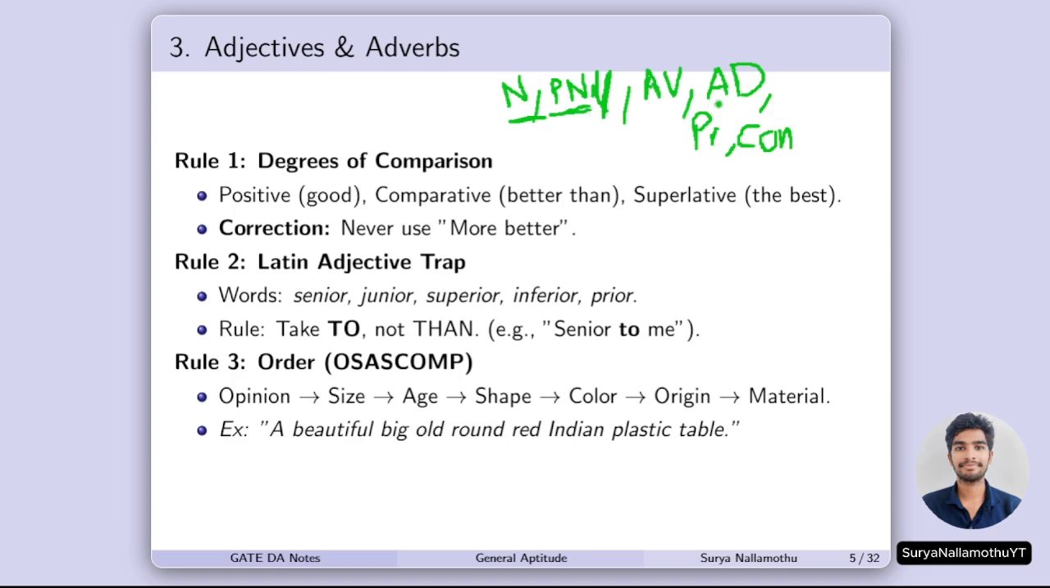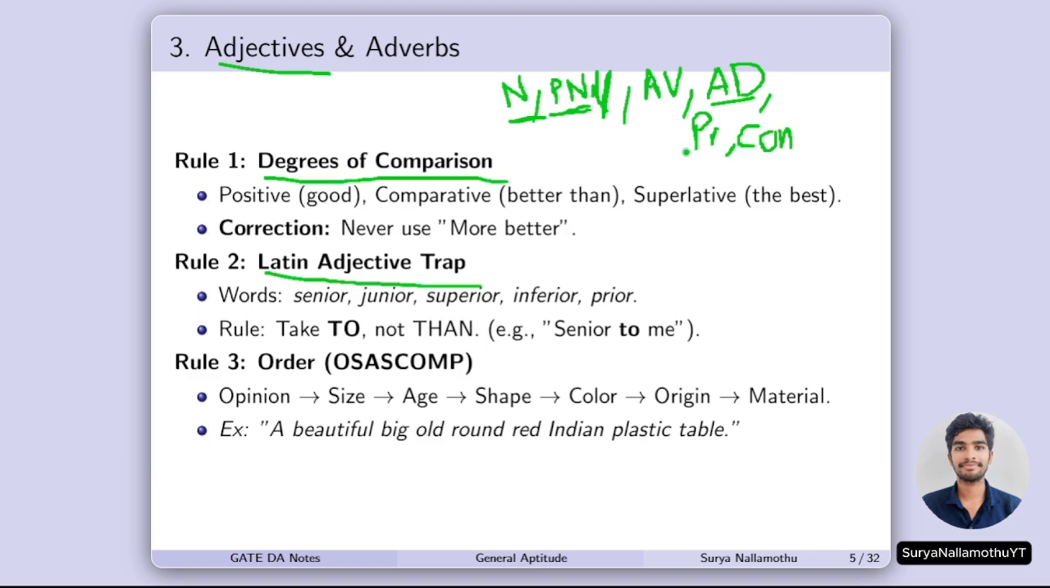First, let us consider adjective. Here you observe that adjective means we need to make a comparison. The degree of comparison is nothing but adjective. In some cases, a Latin adjective trap will happen in the GATE exam. Senior, junior, superior are called Latin adjectives. So opinion, the order: size, age, shape, color, origin, material. In these cases, we apply these adjectives.